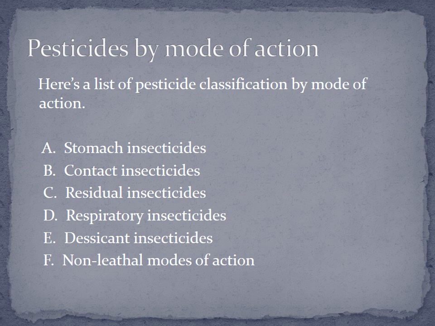As we mentioned earlier, here's a list of pesticide application by mode of action. A, stomach insecticides. B, contact insecticides. C, residual insecticides. D, respiratory insecticides. E, desiccant insecticides. And F, non-lethal modes of action.